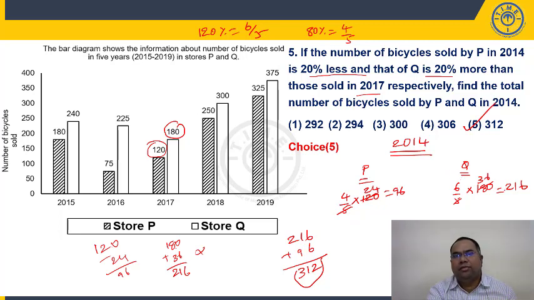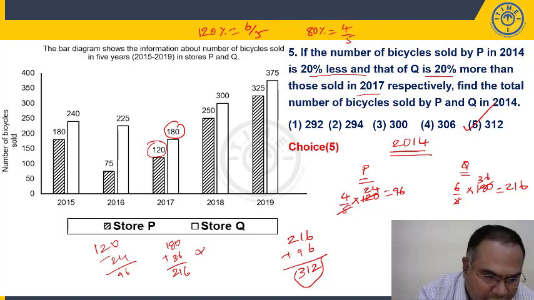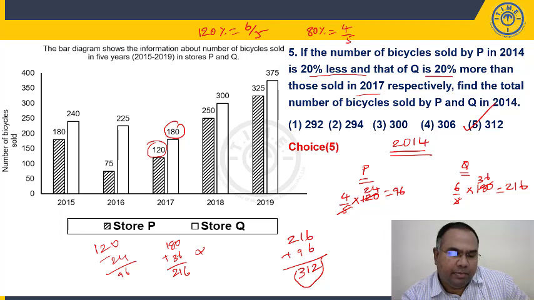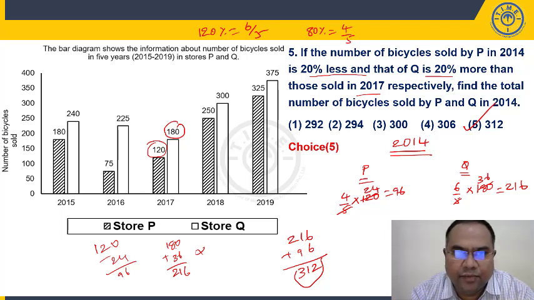So 6 by 5 of 180. So 96 and 216, it has to be 312. Okay, let's take up the next set, students. This completes our first set.